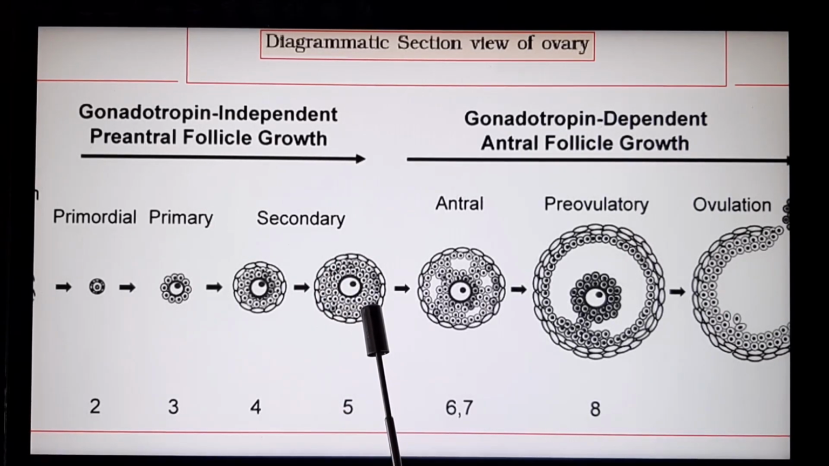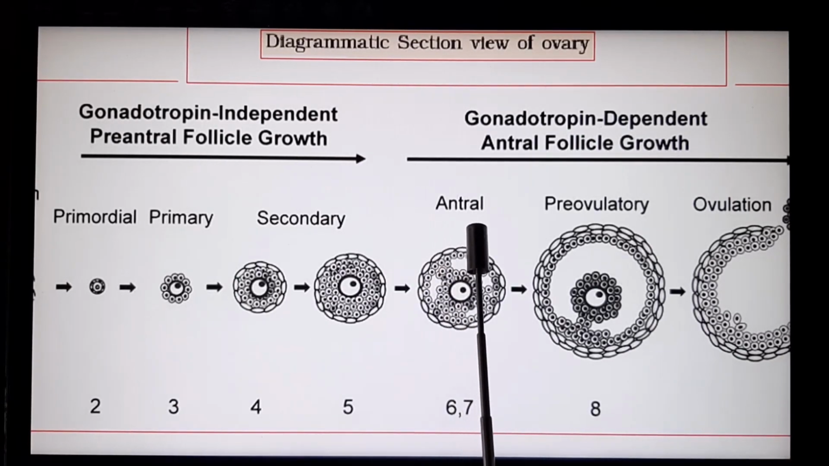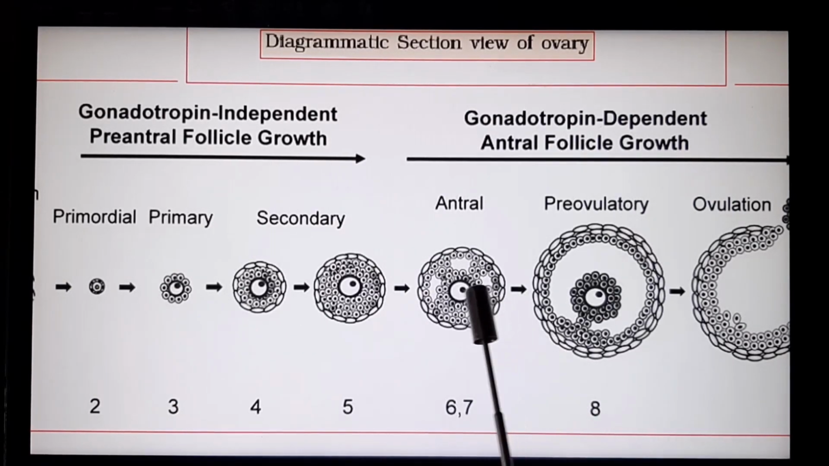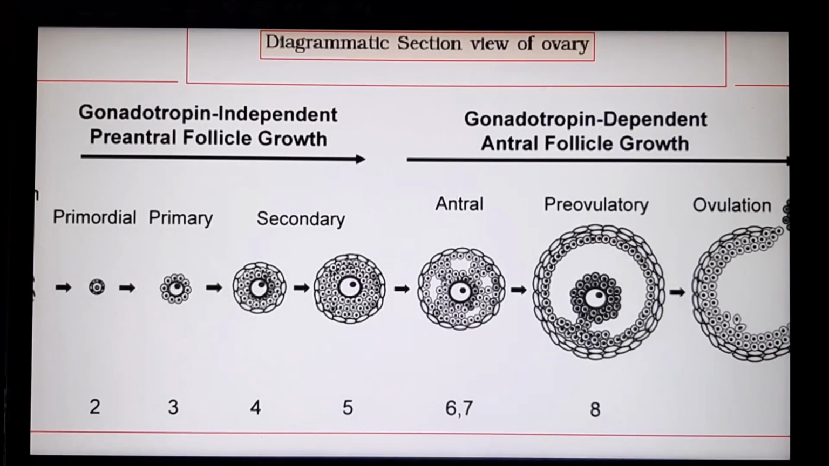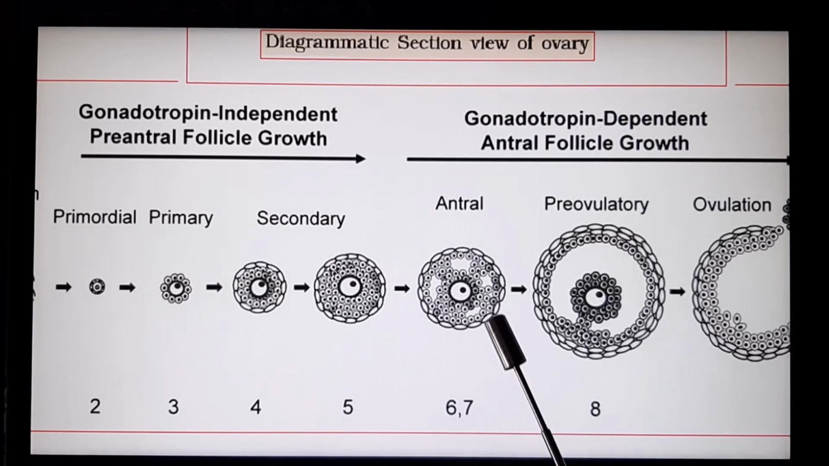When it enters the tertiary follicle level, theca interna and theca externa are well developed. Then a cavity is developing which is called the antrum. That is why this stage is represented here as antral. And at this time we know the primary oocyte undergoes the first meiotic division, and a tiny polar body and a large secondary oocyte remain.